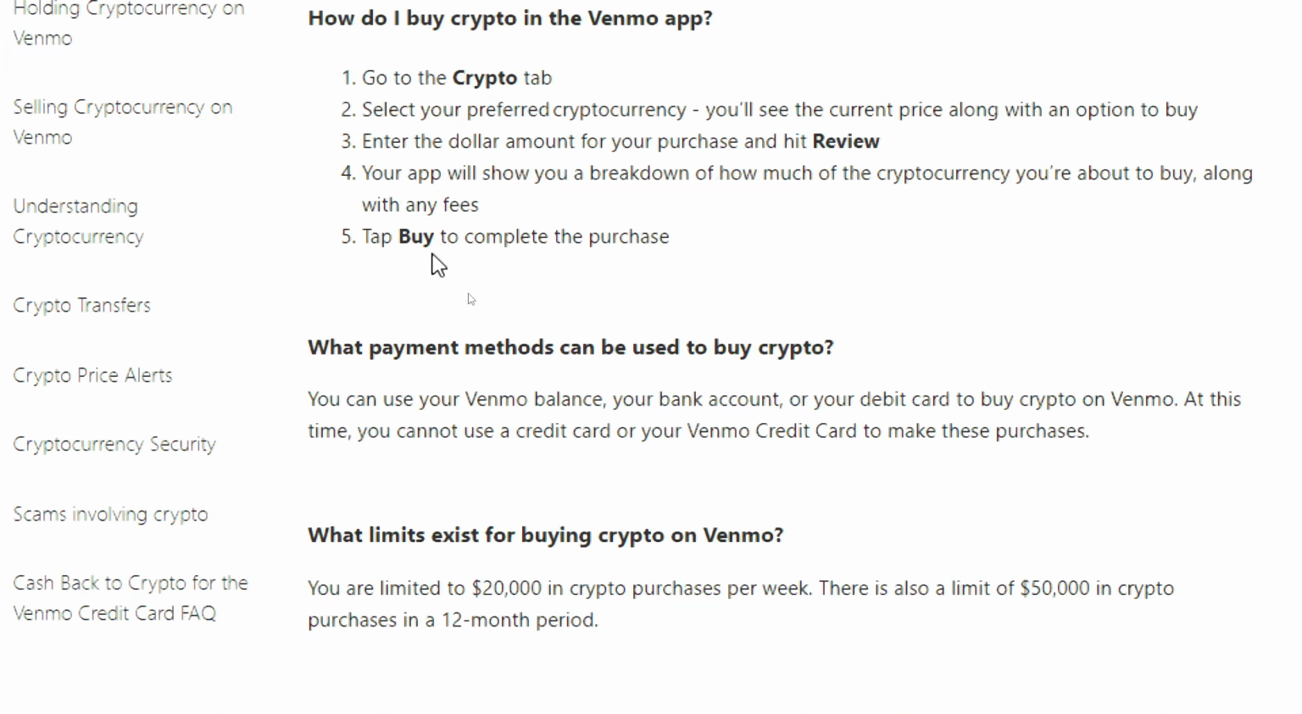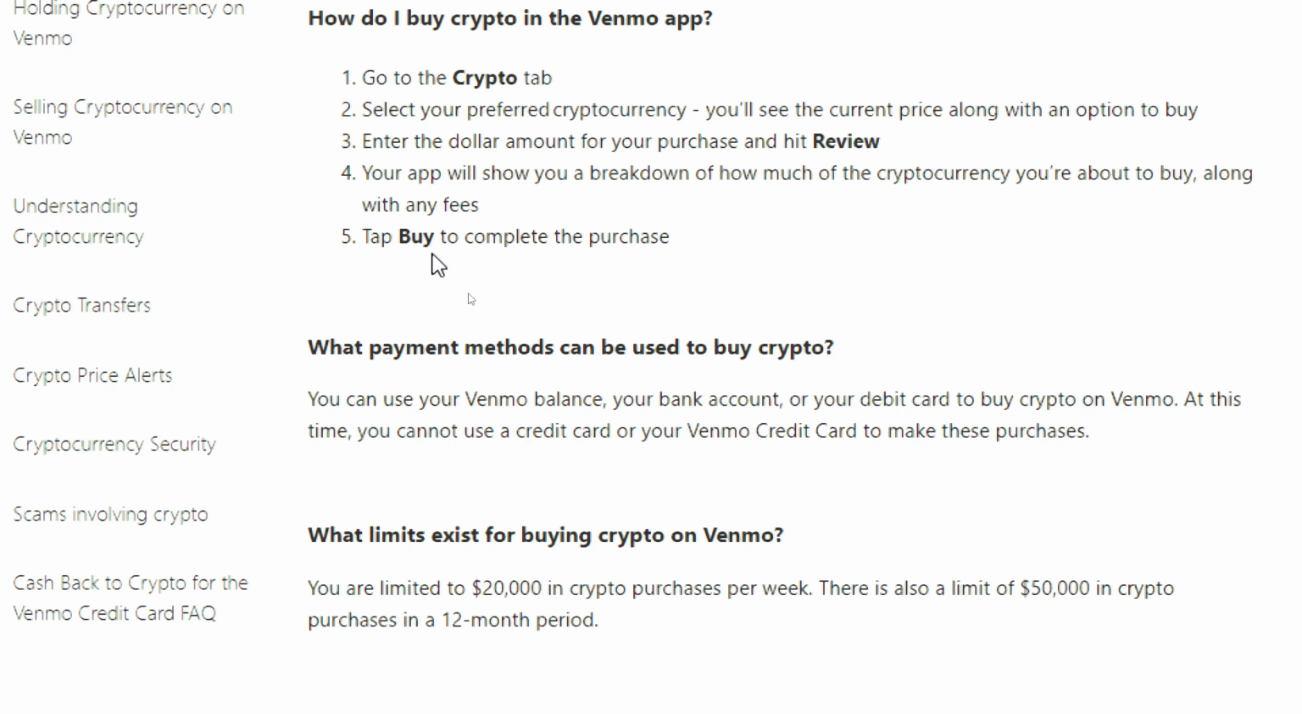Now, what payment method can I use to actually buy the USDT? You can use your Venmo balance, your bank account, or your debit card to buy crypto on Venmo. At this time, you cannot use a credit card or your Venmo credit card to make these purchases. So put that in mind.